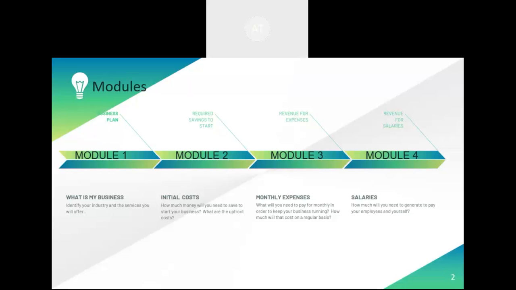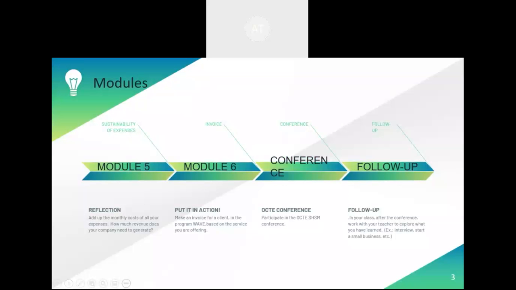You can see here the first module takes a look at what is the business. Module 2 takes a look at initial costs. Module 3, monthly expenses. Module 4 takes a look at salaries. Module 5 is a sustainability piece: is it doable? Module 6 is creating the invoice using Wave, and it is then followed up with the conference and then a follow-up after that. Again, you could split this up into different modules and timings depending on what the needs of your students are.